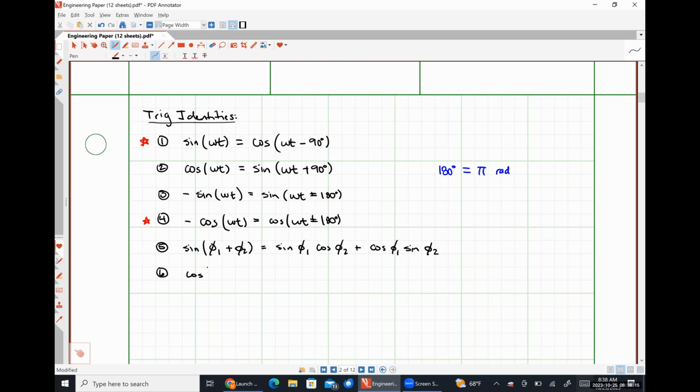If I have cosine of some angle 1 plus some angle 2, that looks like cosine of my first angle, cosine of my second angle, minus sine of my first angle, sine of my second angle. That minus sign in the middle there is absolutely correct.